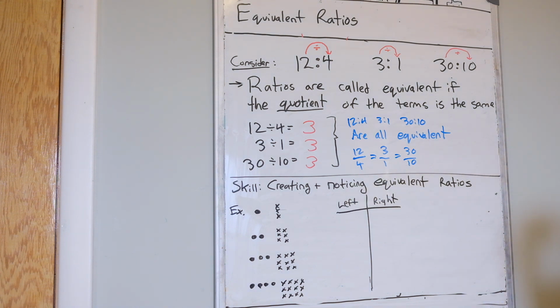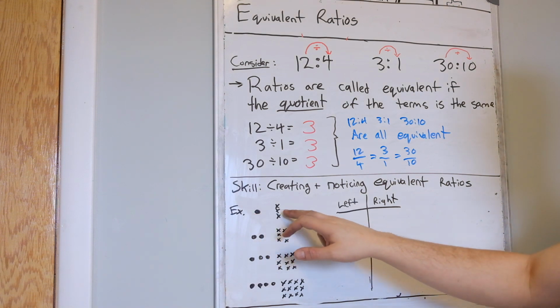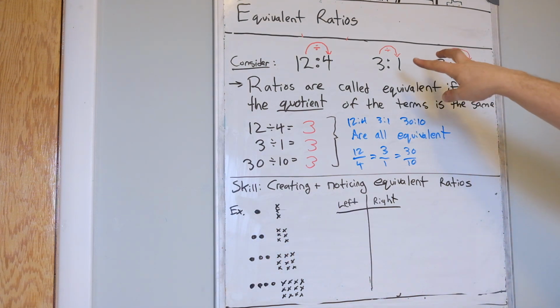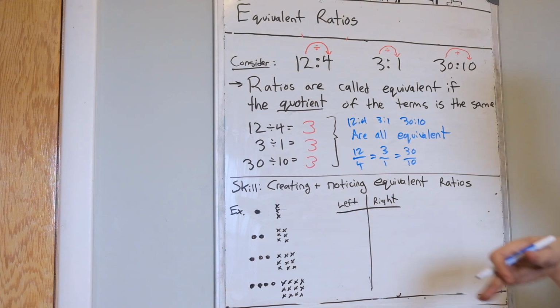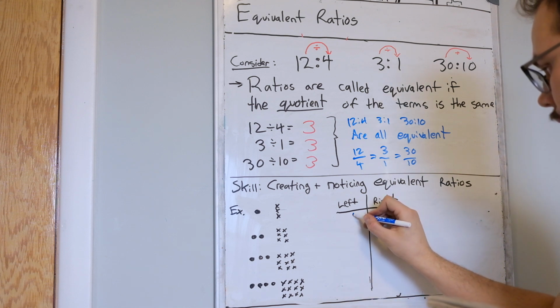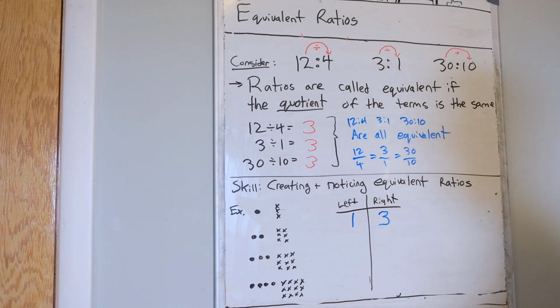So the skill here for you to consider is creating and noticing equivalent fractions. Consider this example where we have this growing pattern, 1 to 3, kind of the reverse of this one. Here we've created a chart, just called a T-chart, that we can use to compare equivalent ratios. Consider the first example. That's a 1 to 3 ratio.